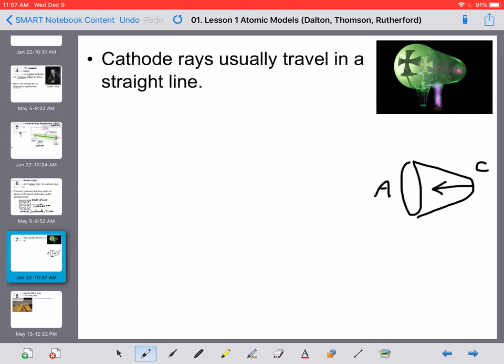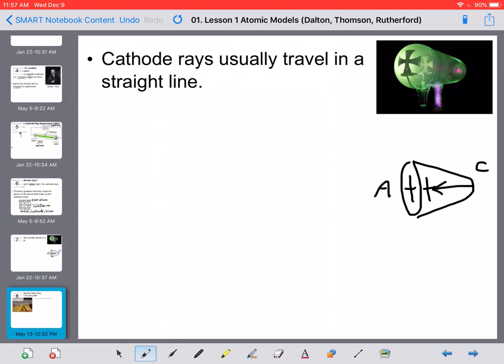And if you put a little cross, so this is actually called a Maltese cross, but that's not important. If you put a little cross inside of the tube, you'll end up with a shadow over here. And because you get a nice crisp shadow, you know that the cathode rays are traveling in a straight line.